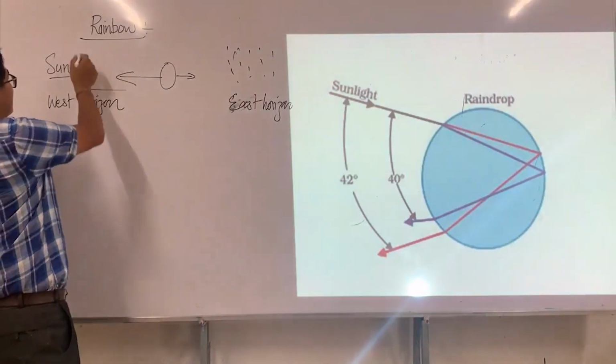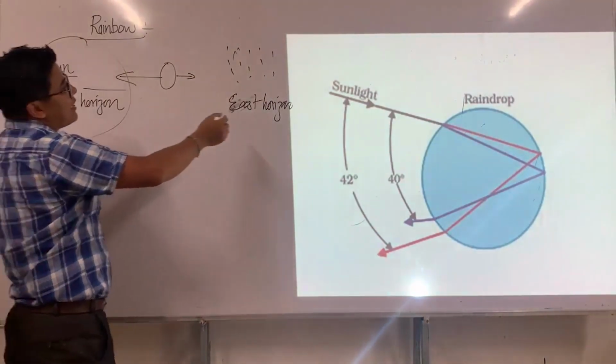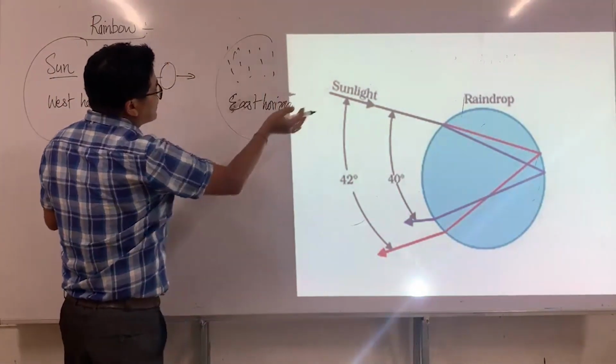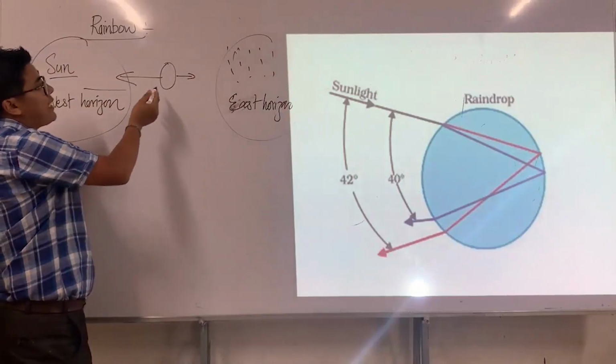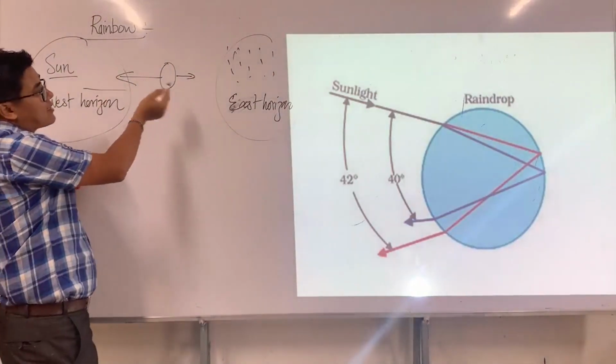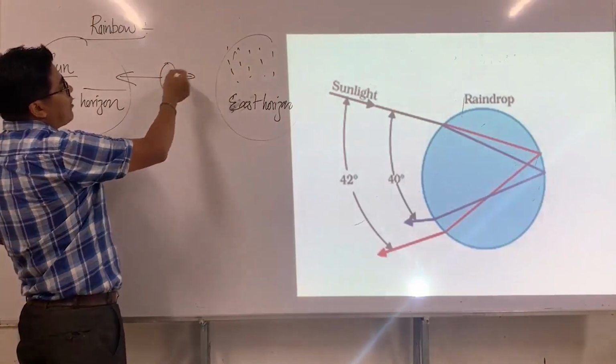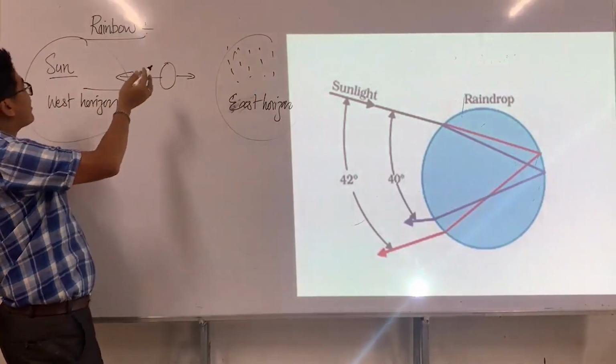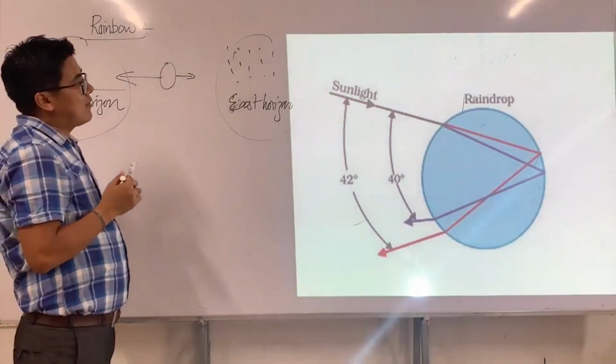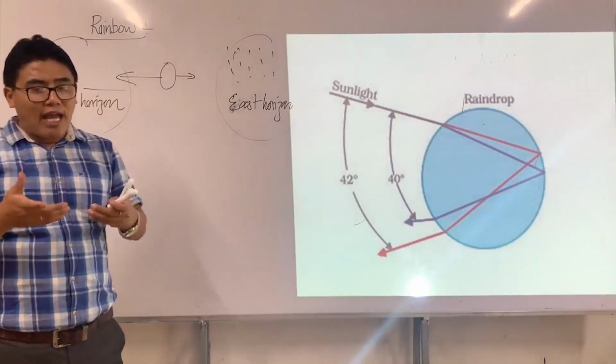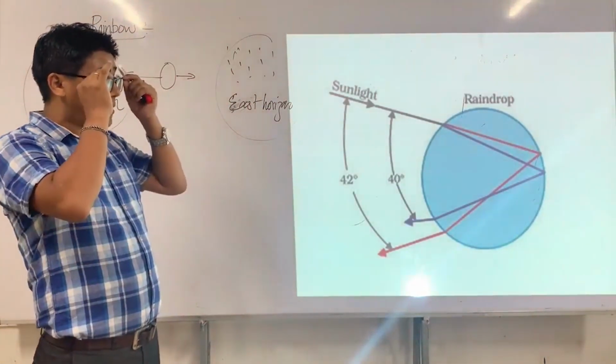So very simple. The sun should be here, the rain should be at the other side of the sky, and you should be in between the sun and the raindrops, looking at the raindrops, not looking at the sun. All right. Now I would like to discuss what things are taking place.